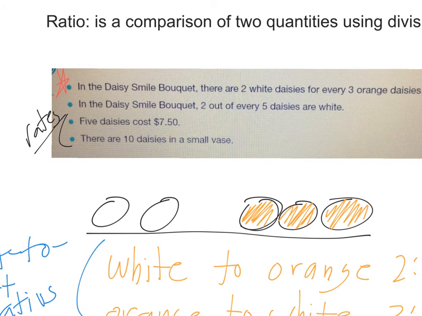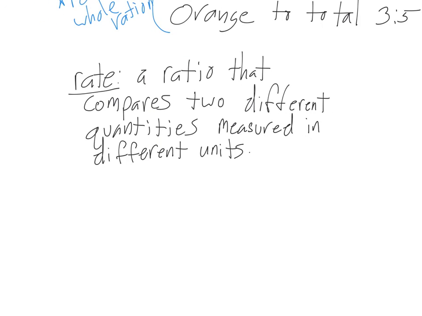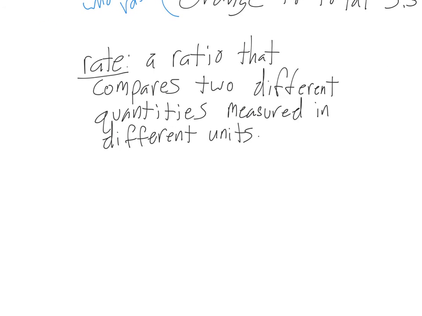The next thing I want to talk about is what a rate is. So these two statements, 5 daisies cost $7.50, and there are 10 daisies in a small vase. These are rates because they're comparing 2 different quantities that have different units. In this case, you're comparing daisies to money or daisies to a vase. So we can write some rates for these down here. A rate is a ratio that compares 2 different quantities measured in different units.